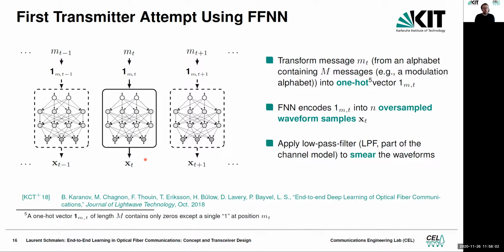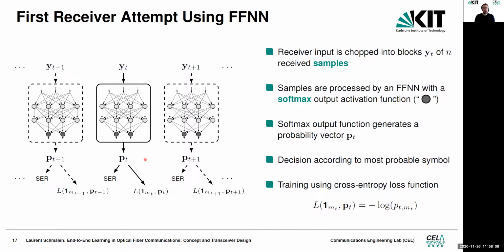Okay, what does the receiver look like? The receiver looks in the following way. Again, we take our received waveform and cut out some vectors or blocks of it, and we process them with a neural network. This receiver neural network has a special type of node at the end. It's a so-called softmax node, which you'll see when you learn about neural networks in more detail.